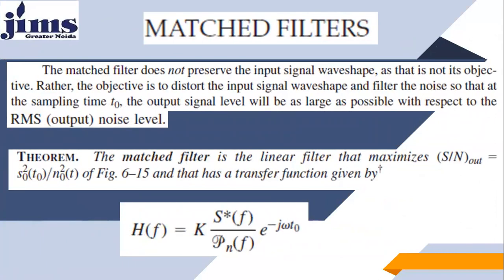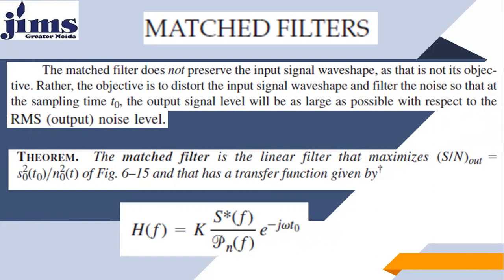So the matched filter does not preserve the input signal wave shape, as that is not its objective. Rather, the objective is to distort the input signal wave shape and filter the noise, so that at the sampling time T0 the output signal level will be as large as possible with respect to the root mean square noise level. We always take an RMS value, because noise is very much random in nature. It is considered to be a random variable, so we always take the root mean square value of that, right?